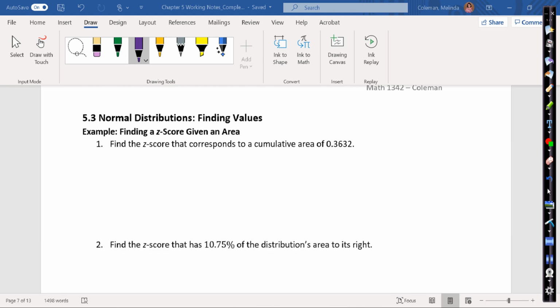All right, the next section is going to do the opposite of what we've just been doing. This time, we're going to be asked to find the z-score when we're given an area. So this is doing the exact opposite of what we have already been doing. So again, a couple of ways to do this. From the chart, you can use the chart.